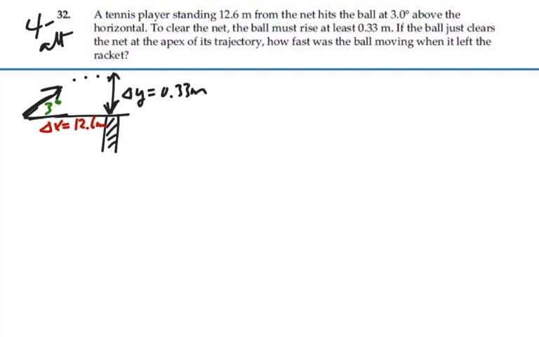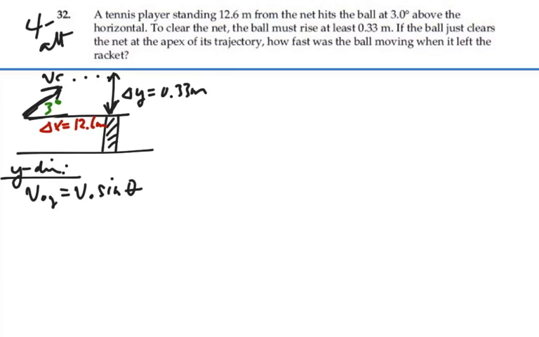And so, what do we know? Let's look at the y direction first. We don't know our initial y velocity. It's going to be v naught sine theta, where v naught is our initial velocity, but we don't know what that is. We do know our final y velocity at the net is going to be 0 because we reached the apex. Acceleration is going to be a negative 9.8 meters per second squared.